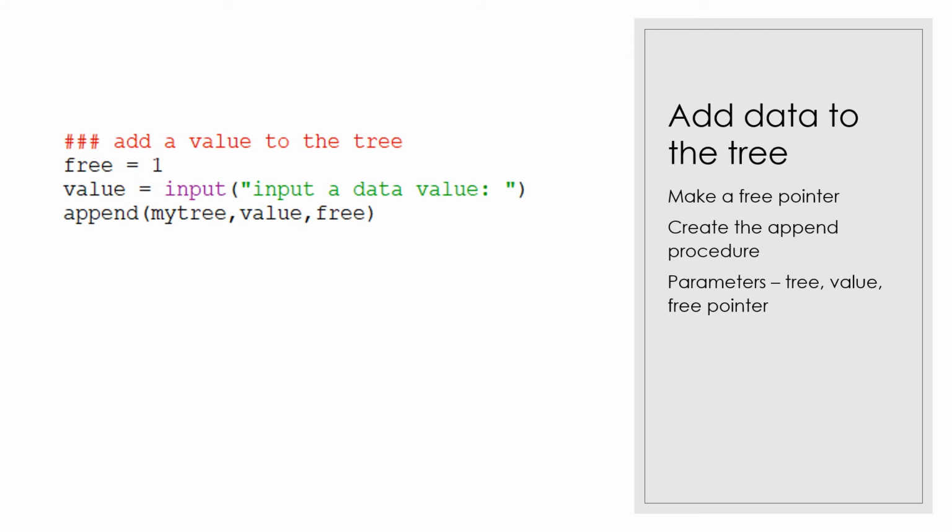I'm getting the user to input a data value, and then I'm calling a procedure which I've called append, which takes 3 values: the tree itself, the 2D array that holds the tree, the value I'm going to add to the tree, and the free pointer, because that tells me where I can add the value. I think last time we did this kind of work, we used free as a global variable, and that will work fine as well, but I just decided this time to send it as a parameter.